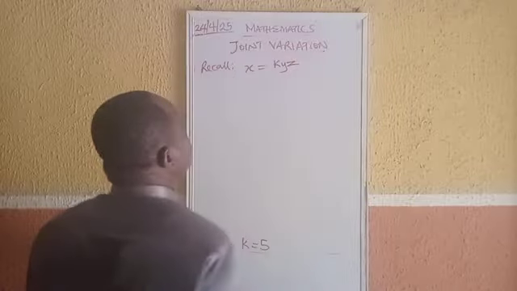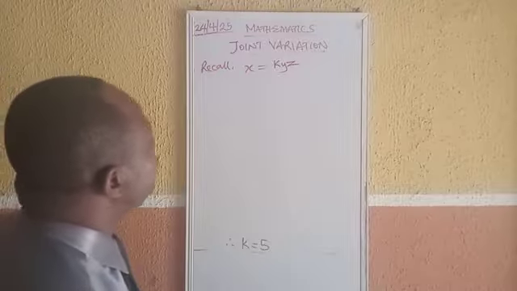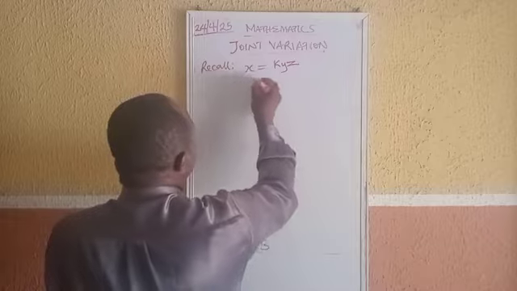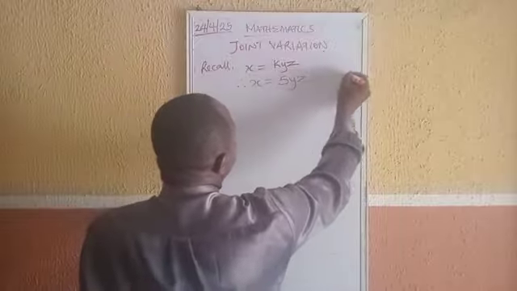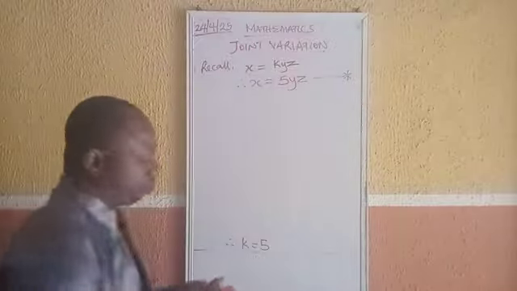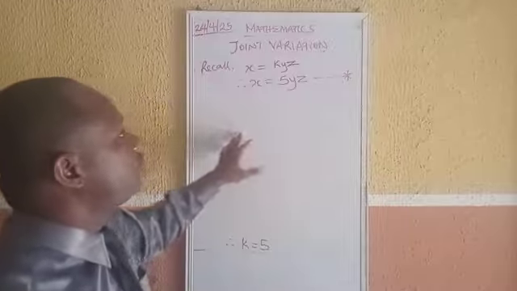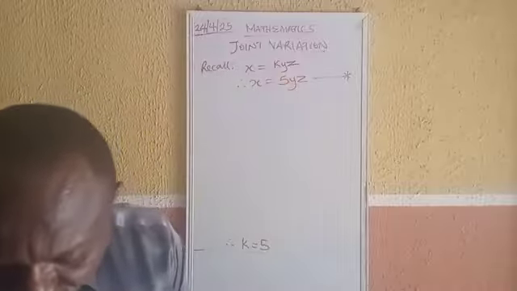x equals kyz. Our value for k is 5. So therefore x will be equal to 5yz. This is the law of variation, or law of proportionality, or the relationship between x, y, and z.